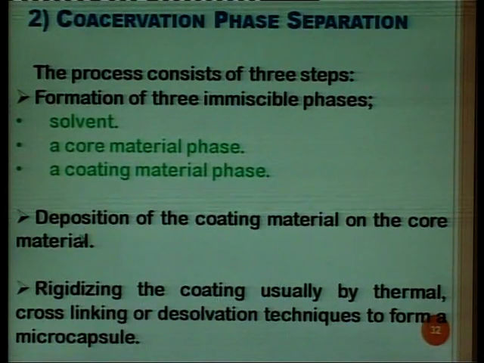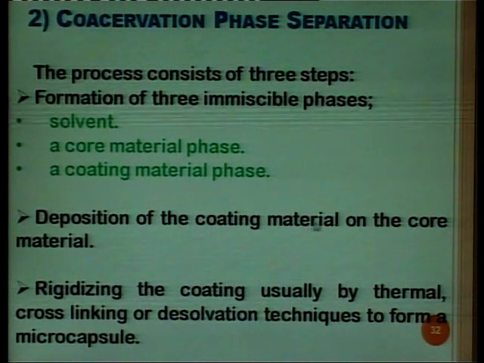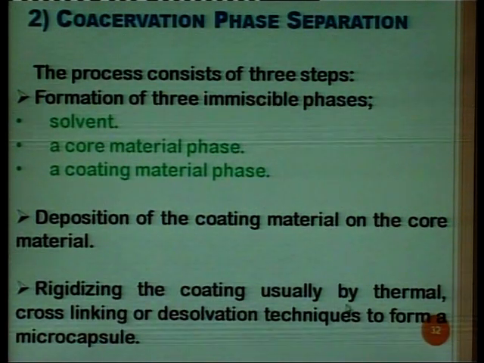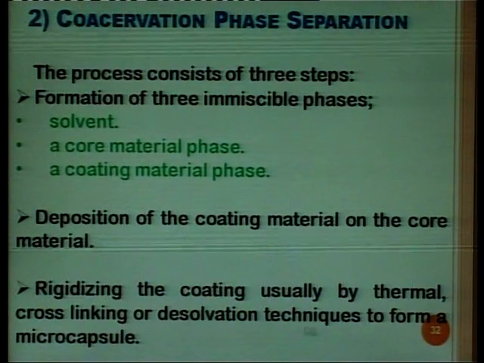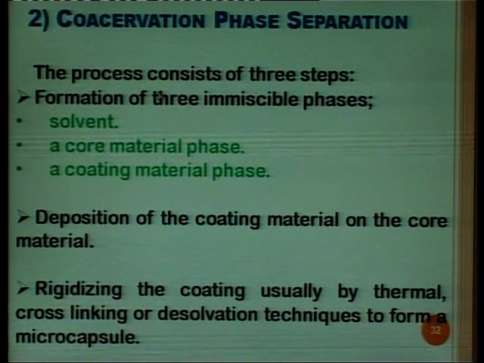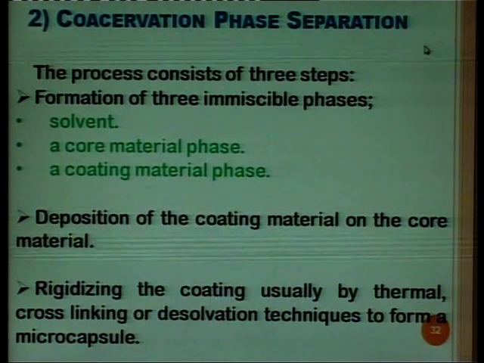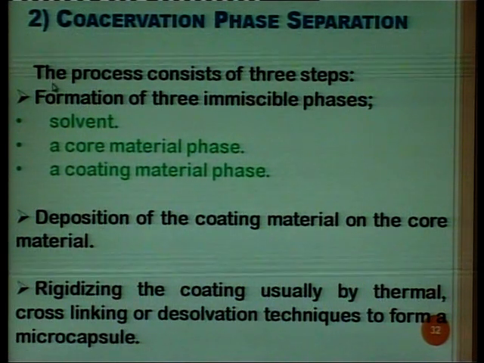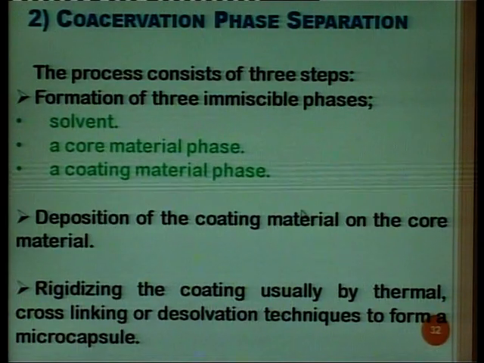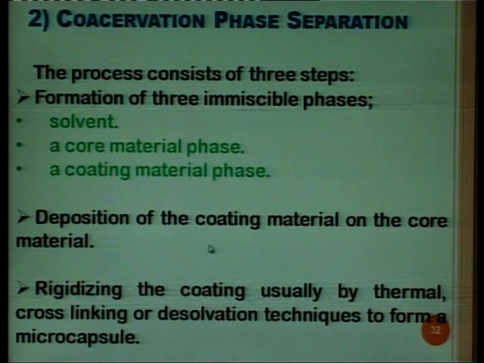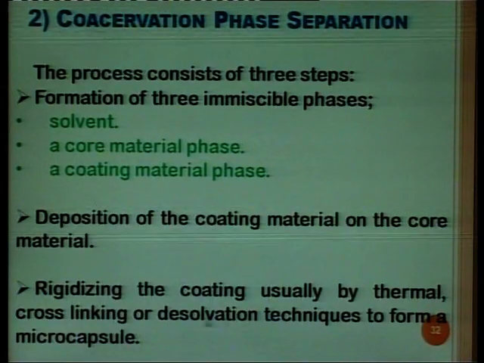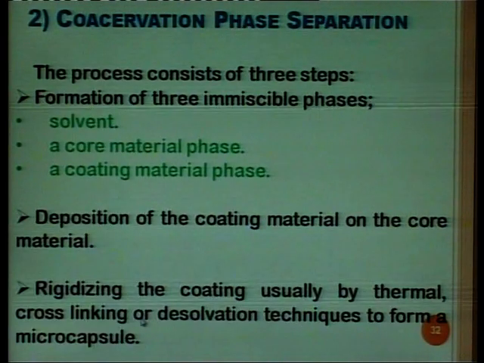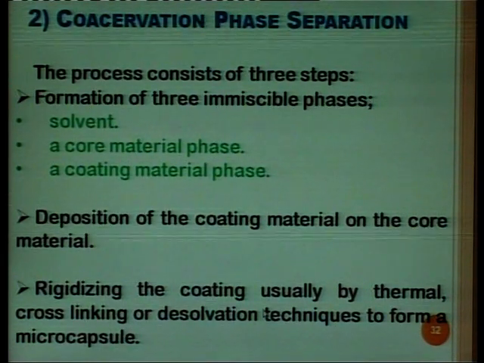Then the second step is deposition of the coating material on the core material. The third step is rigidizing the coating, usually by thermal, cross-linking or desolvation techniques, to form a microcapsule. So this method consists of 3 steps: formation of 3 immiscible phases, then deposition of the coating material on the core material, then you rigidize the coating by thermal, cross-linking or desolvation technique to form a microcapsule.